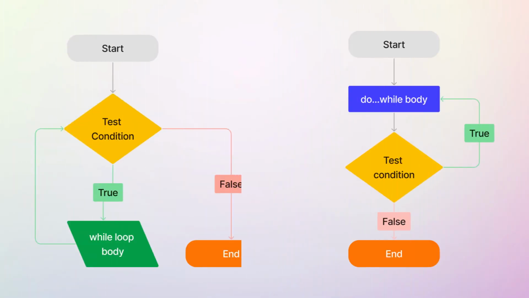The difference between a while loop and a do-while loop is that in a while loop, the code block is executed only if the condition is true. If the condition is false, the code block is skipped entirely. Whereas in a do-while loop, the code block is executed at least once before the condition is checked.